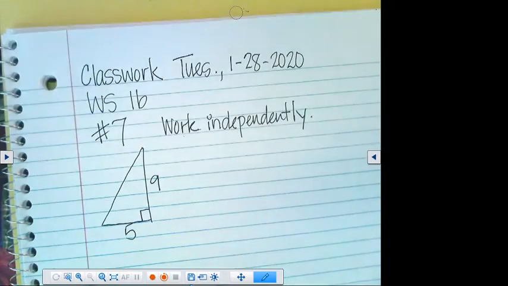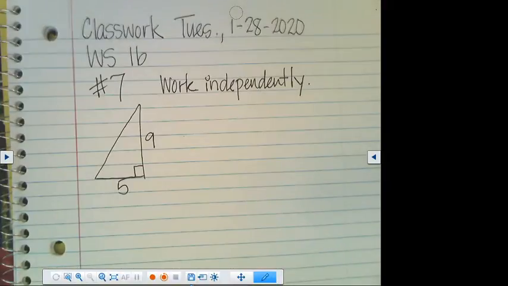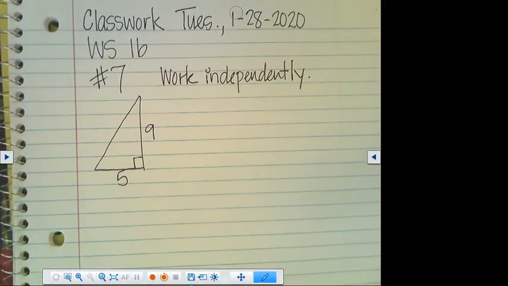All right, here we go. I want us to start number 7. You're going to work independently on finding the missing side, and then we'll come back together, okay?